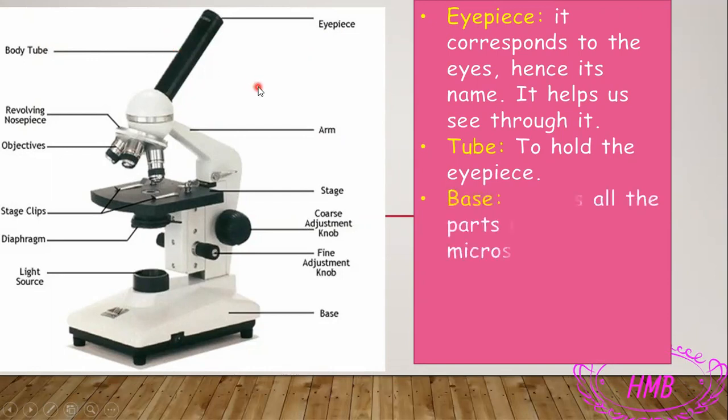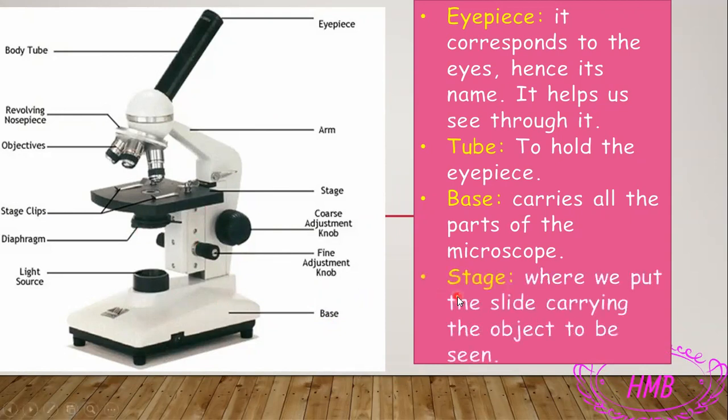Okay? Let's continue. We have the base. From its name, the base carries all the parts of the microscope. So this whole white part, we call it the base. The base carries all the parts. All the parts of the microscope sit on it. So it looks like a chair. So the base is the chair of the microscope. It carries all the parts of it.